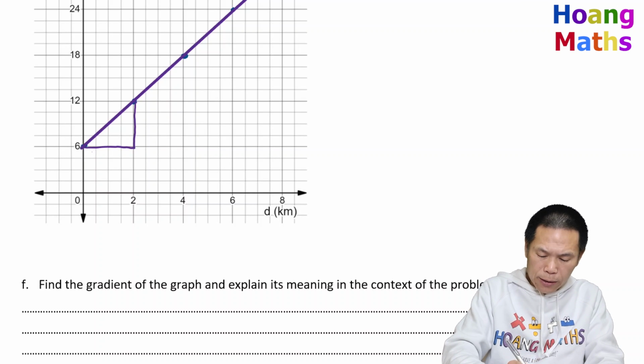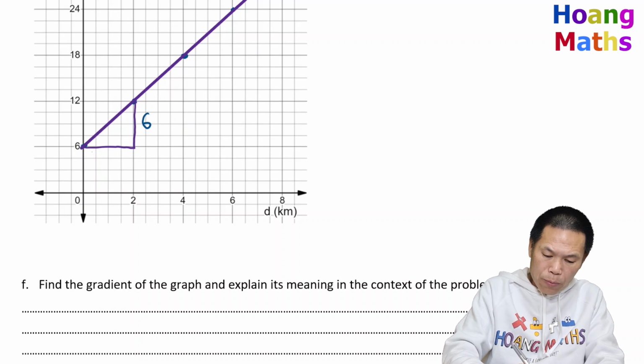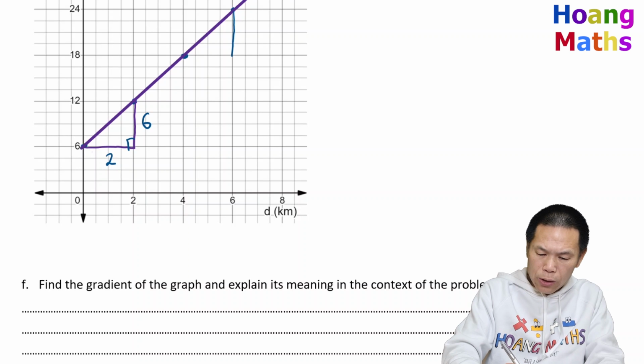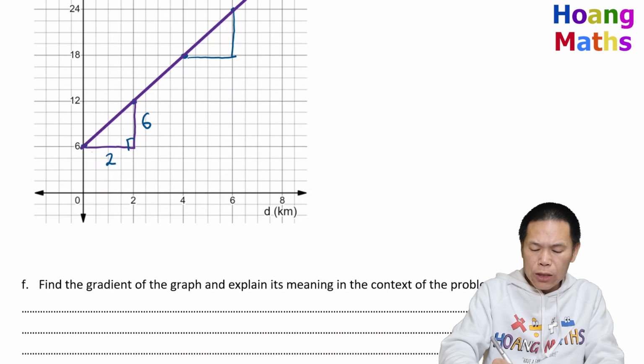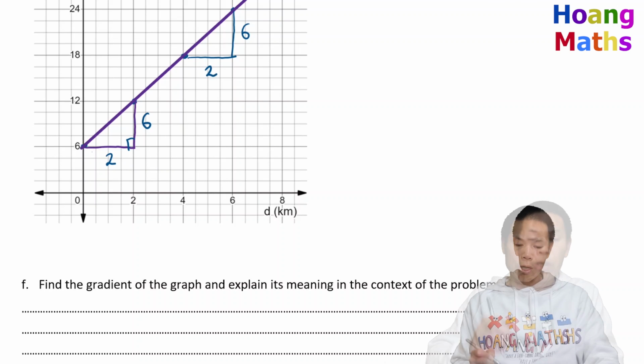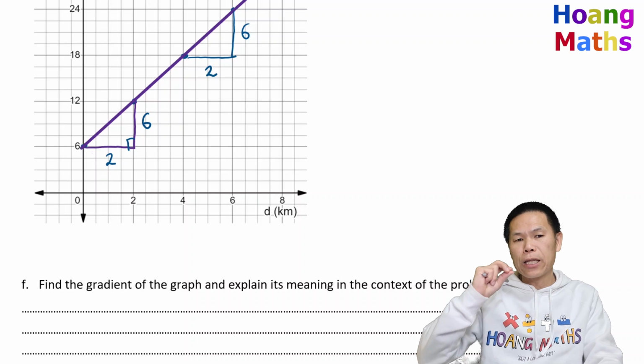So the rise is from 6 to 12, so that is 6 units. And from here to here is 2 units, so the run is 2. Or of course you can draw it on here. The same thing: 18 to 24, so the rise is 6. And the run is from 4 to 6, which is 2. So the rise is 6 and the run is 2.